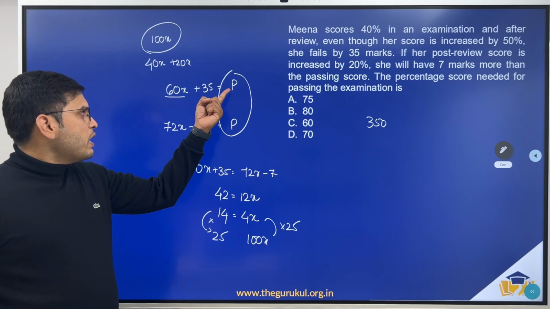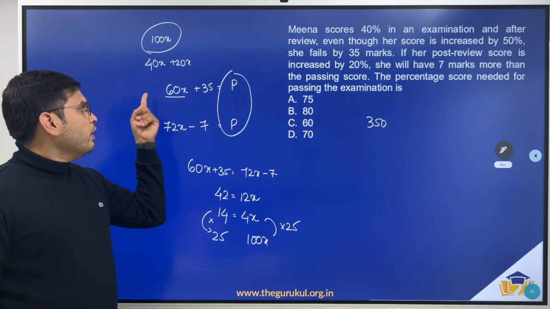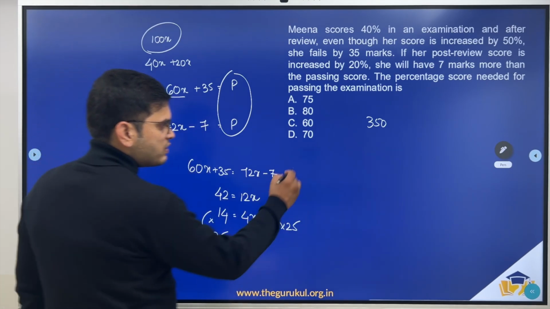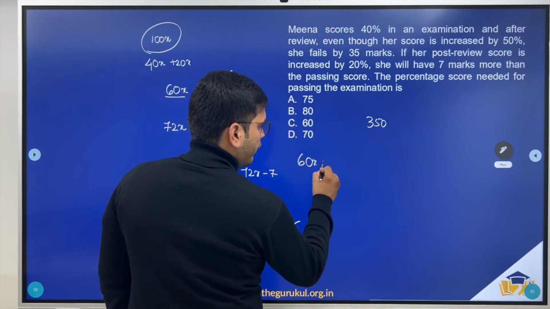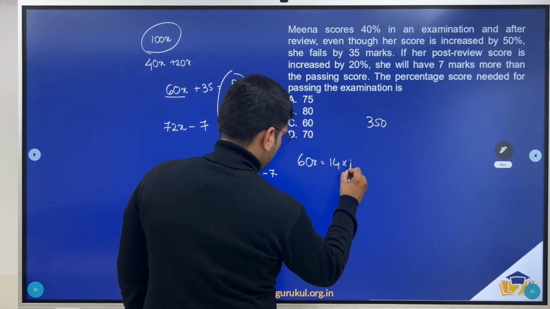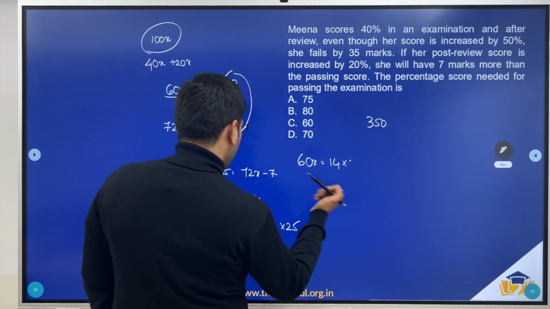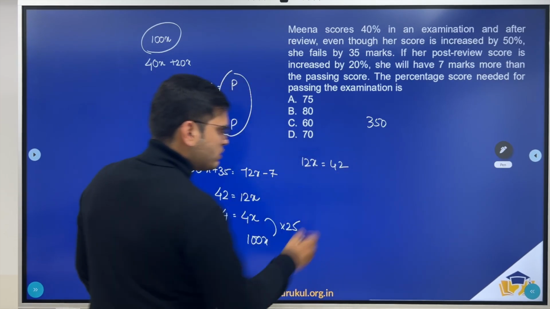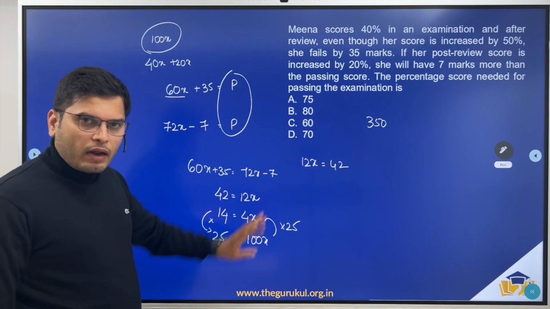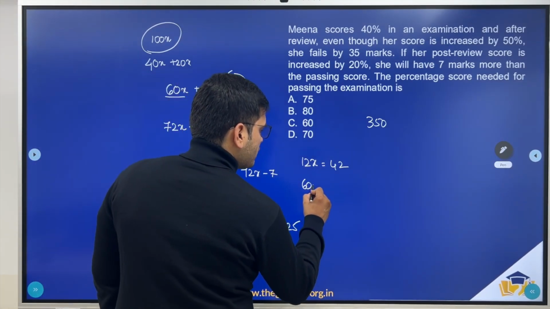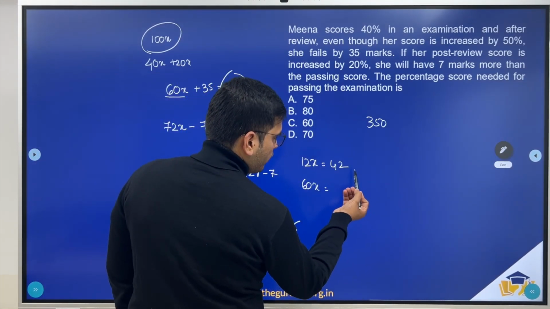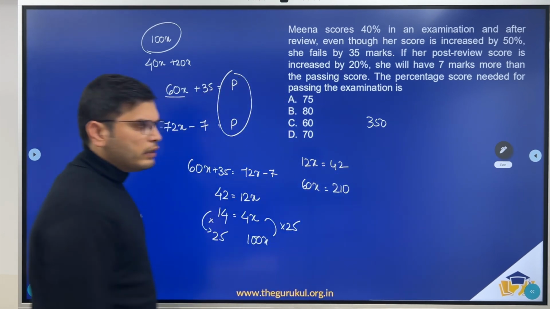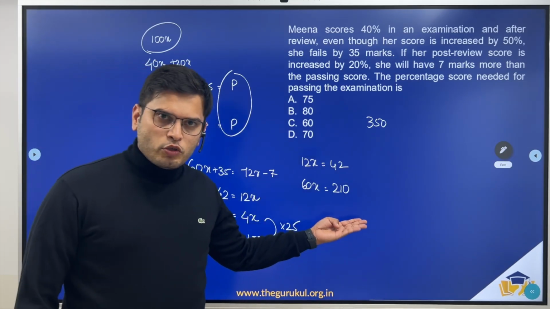Right? Now pass mark is nothing but 60x plus 35. Now 60x. Now we have 12x is equal to 42. To find 60x, you just need to multiply that with 5. So you will be having 60x is equal to 42 into 5. That would be 210. Right. So pass mark is 210.